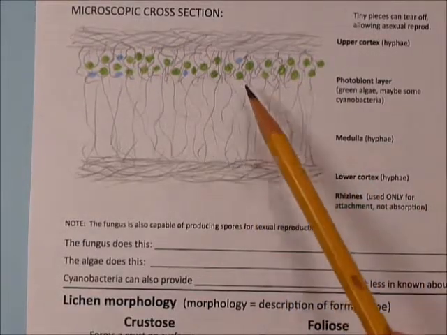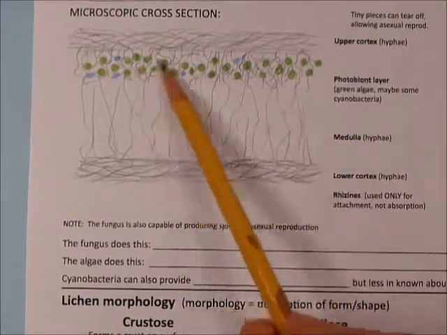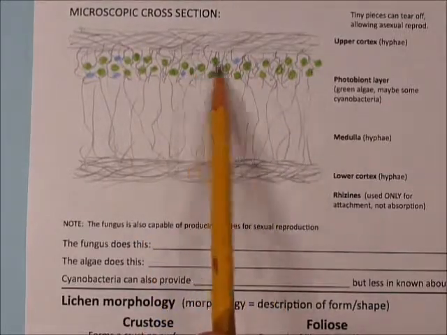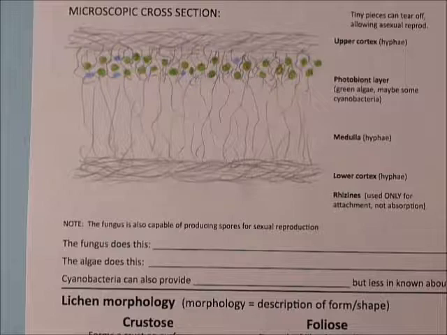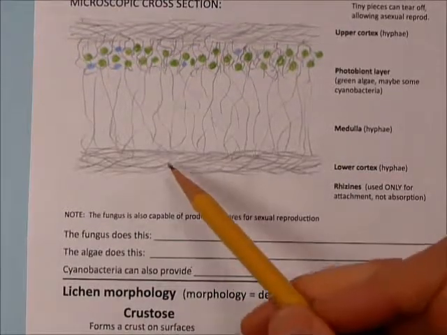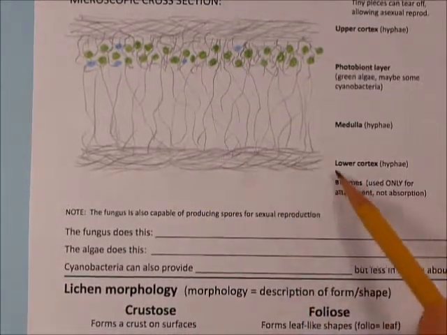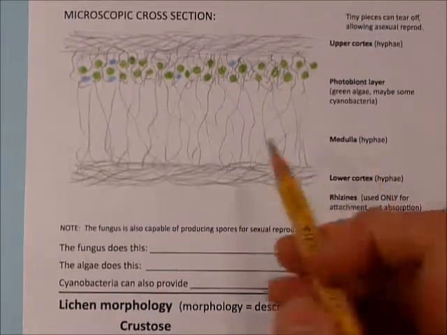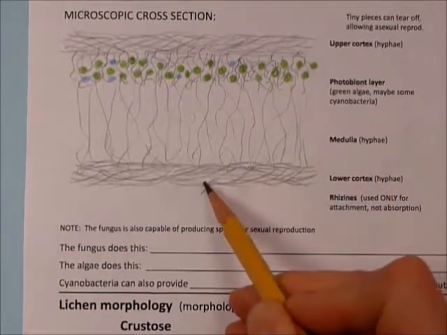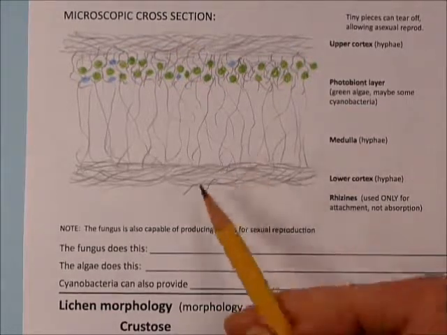And they also need moisture. This cortex layer would soak up some water. It would stay nice and wet, so their neighborhood is nice and damp because they need some water too. Okay, so down here on the lower cortex, there's one more thing we have to put in, and that is these little things called rhizines. Now these are not roots.